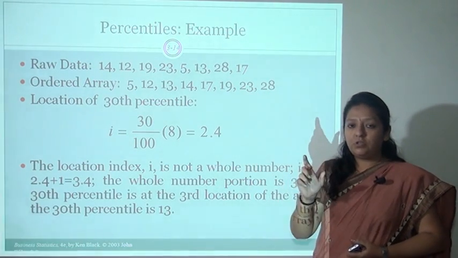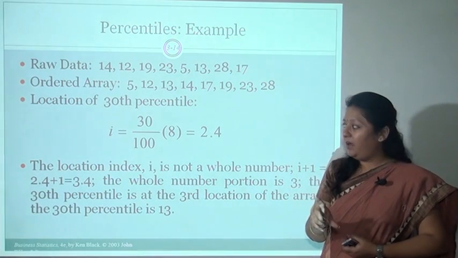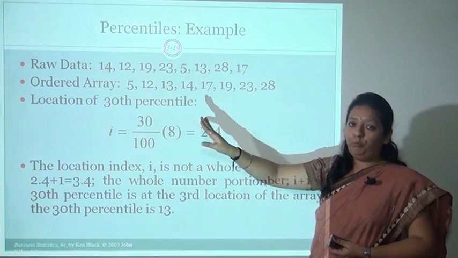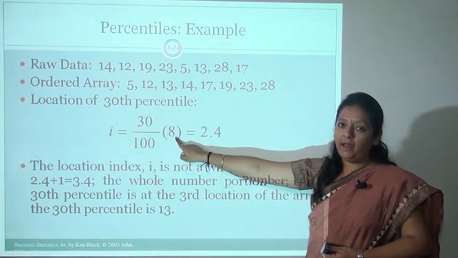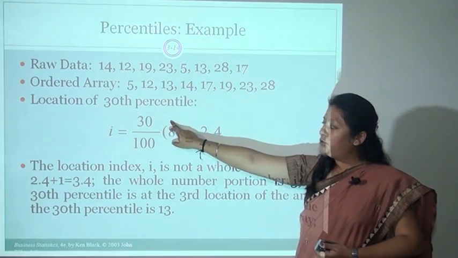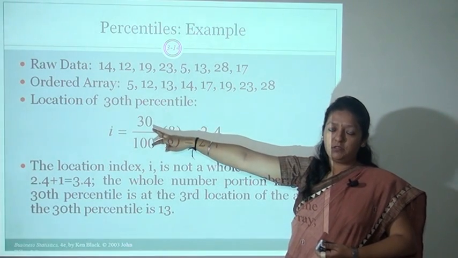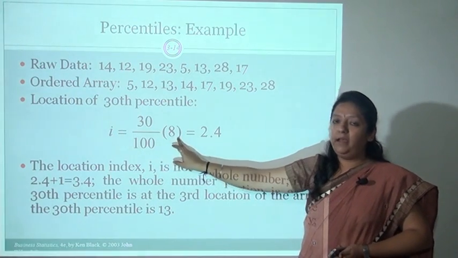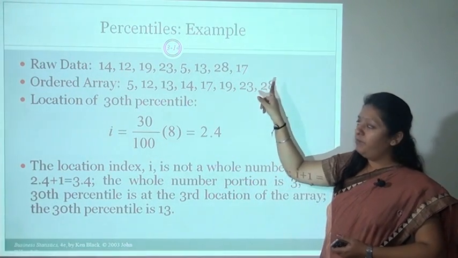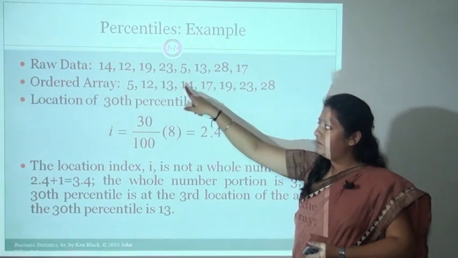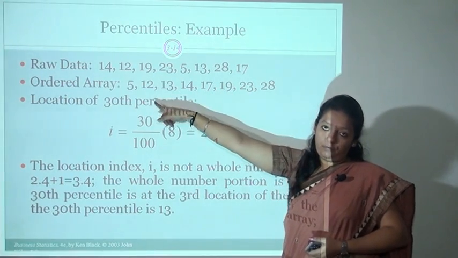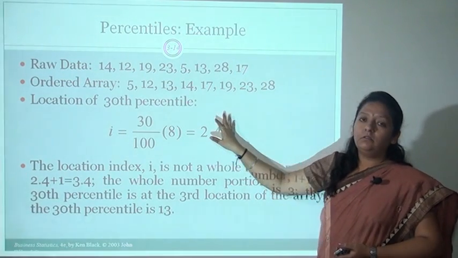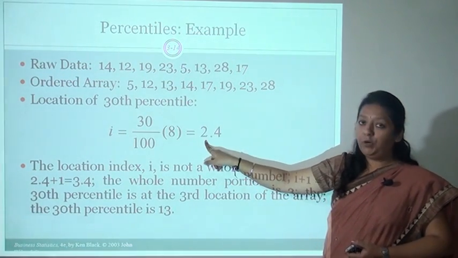Now the question is to find the 30th percentile in the data set. So the formula is i equals p divided by 100 into n. P is the location of the percentile, that is 30, divided by 100 into n. N is the number of observations. We have 1, 2, 3, 4, 5, 6, 7 and 8 observations in the data set. So for the 30th percentile, i is equal to 2.4.